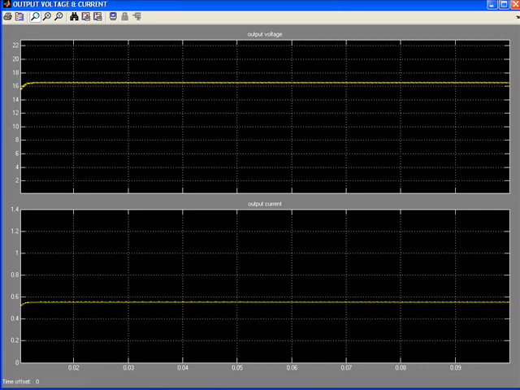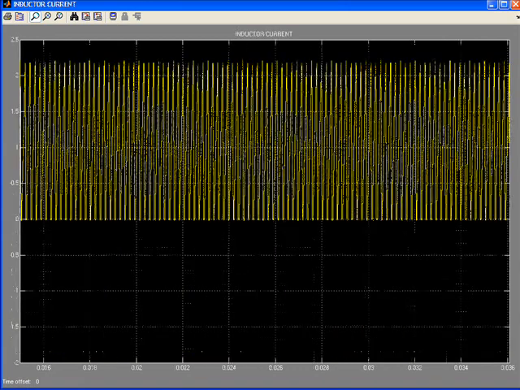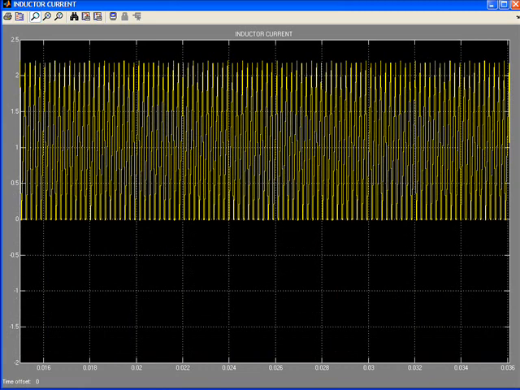This is the output voltage and output current waveform. The output voltage is about 16 volts and the output current is about 0.56 amperes. This is the error voltage and gate pulses waveform. The error voltage is approximately 0 and the gate pulses are 0 to 1. This is the inductor current waveform and it ranges from 0 to 2.2 amperes.